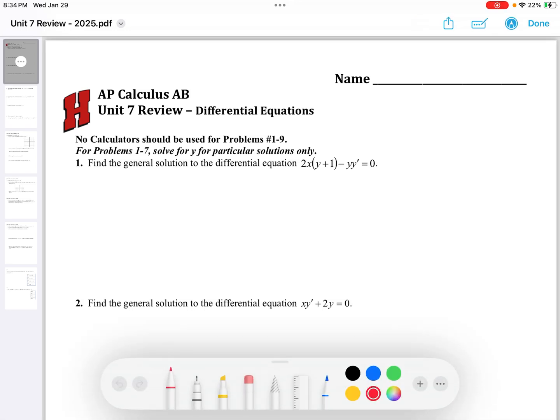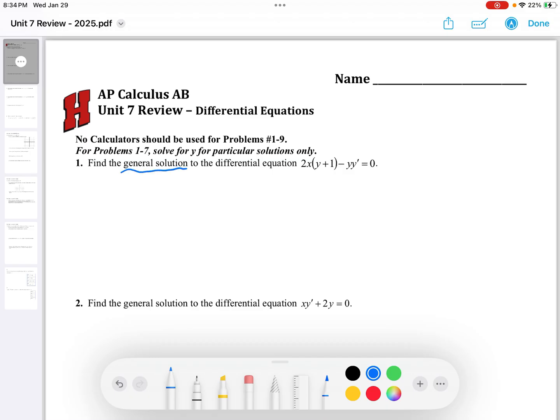All right, we're going to go through the Chapter 7 review. This video will be for the first page. Okay, first question, we are trying to find the general solution to this differential equation.